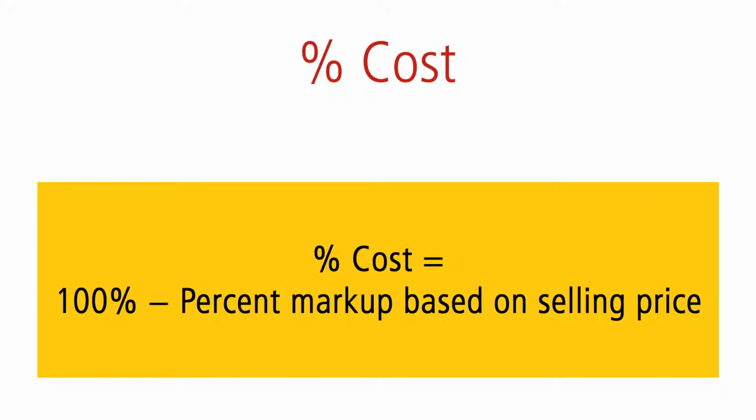When the markup percent is based on selling price, remember that the selling price is the base and represents 100%. This means the percent cost plus the percent markup must equal 100%. If, for example, the markup is 25% of the selling price, the cost must be 75% of the selling price. Remember, cost plus markup equals selling price. 75% plus 25% equals 100%. Because the percent markup is known, the percent cost will always be the complement, or percent cost equals 100% minus percent markup based on selling price, as you see in this formula.